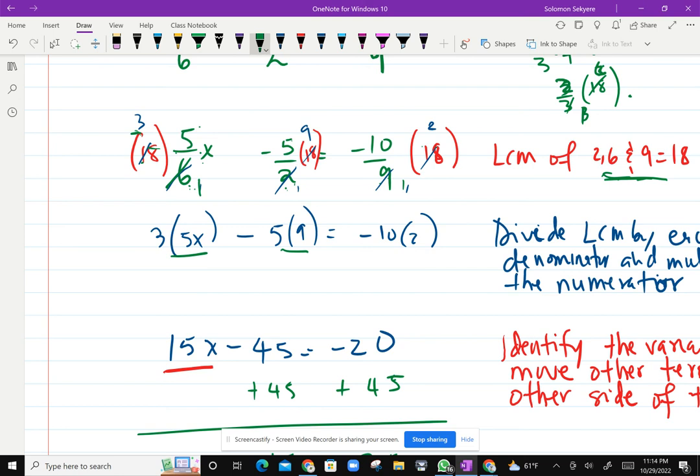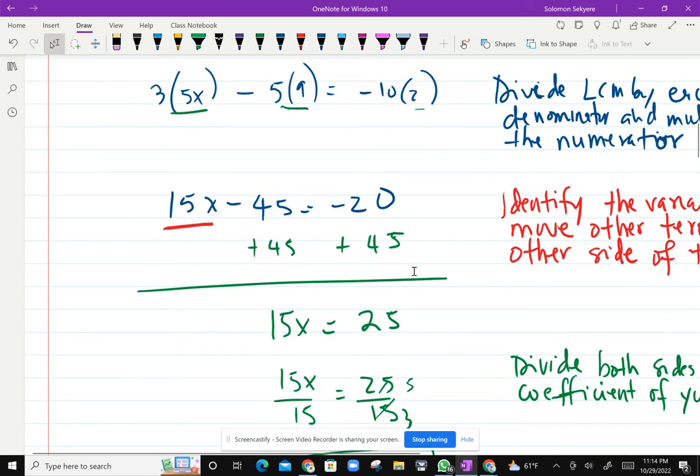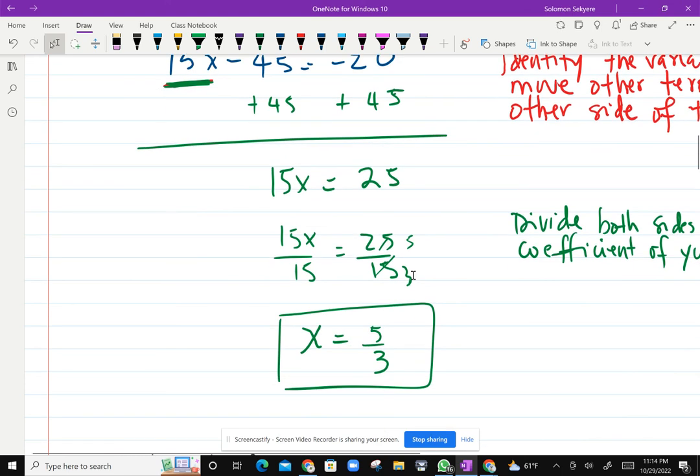3 times 5x minus 5 times 9 equal to negative 10 times 2. Okay, so we do that. That means all the denominators are gone. We've gotten rid of them. So we have 15x minus 45 is equal to negative 20. What do we do? In all these equations, always underline the term containing your variable, and then move everything else away. So plus 45 to both sides, 15x equals 25, right?